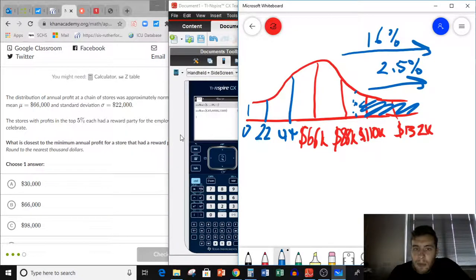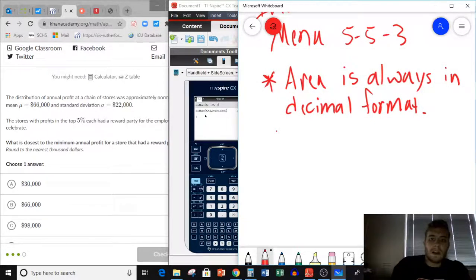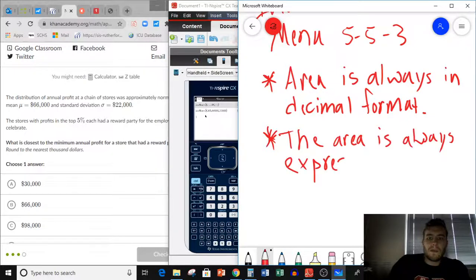So here's the problem. Okay? Here's the issue. And let me go back over to where we wrote. We're going to write this note here. Another star. Put this in your notes. The area is always expressed as a percentile in the calculator.